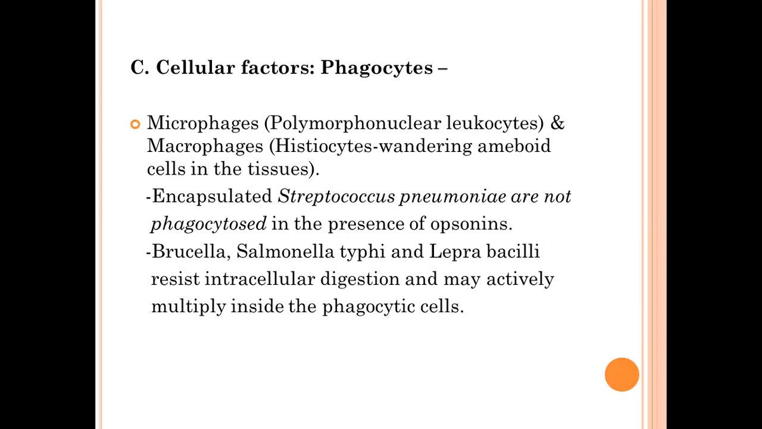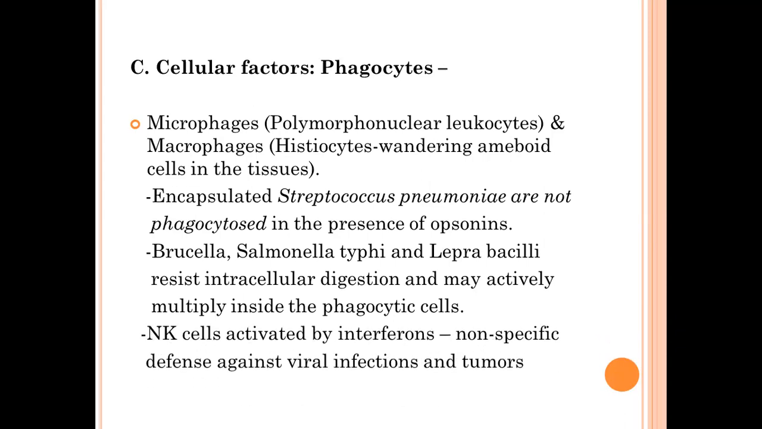Then the second line of defense has to work against these infections. Brucella, Salmonella typhi, Lactobacilli, all these are different types of microorganisms. They resist intracellular digestion and may actively multiply inside the phagocytic cells. So this is of course a part of innate immunity, the phagocyte mechanism. But remember that there are many microorganisms which can resist this cellular factor of innate immunity. So for these we have to depend on acquired immunity.